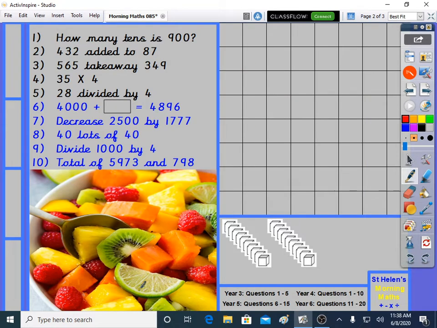Everything's mixed up today, just like this mixed fruit. In fact, I'm probably just going to keep it all mixed up from now on, apart from in year 3.